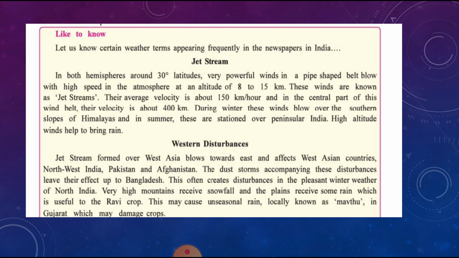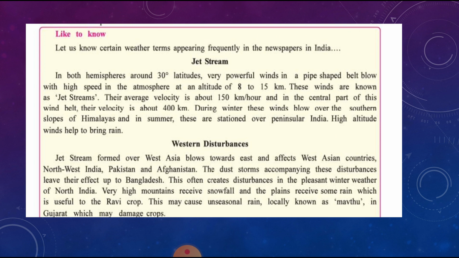Their average velocity is about 150 kilometers per hour, and in the central part of these wind belts their velocity can rise to as much as 400 kilometers per hour. During winter, these winds blow over the southern slope of the Himalayas, and in summer they are stationed over peninsular India. High altitude winds help to bring rain.